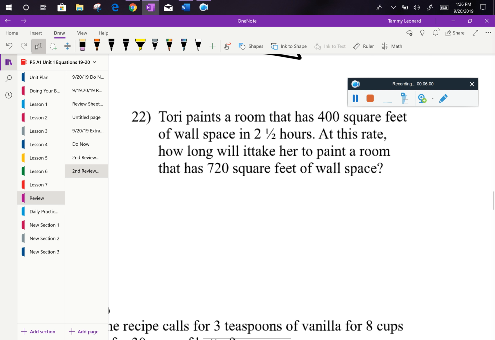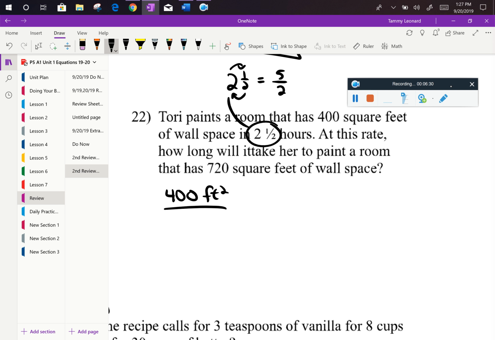All right, Tori paints a room that has 400 square feet of wall space in 2.5 hours. Now, first of all, we can't really do any math with a mixed number. So 2.5, remember you say 2 times 2 is 4 plus 1 is 5. So this is 5 halves. At this rate, how long will it take her to paint a room that has 720 square feet of wall space? Okay, so if we have 400 square feet in 5 halves hours, we're going to need square feet over hours for the other side of our proportion as well.